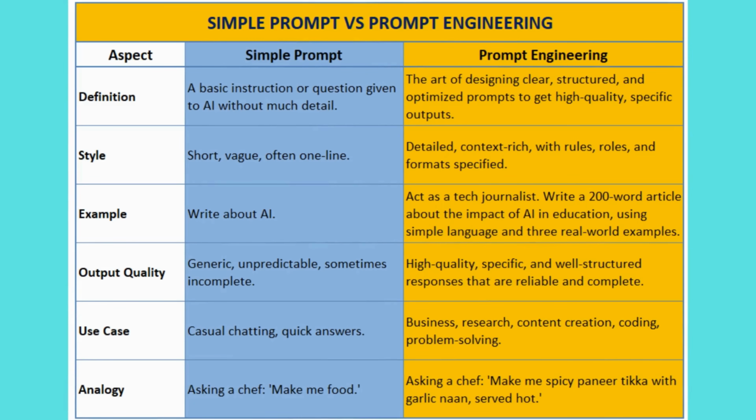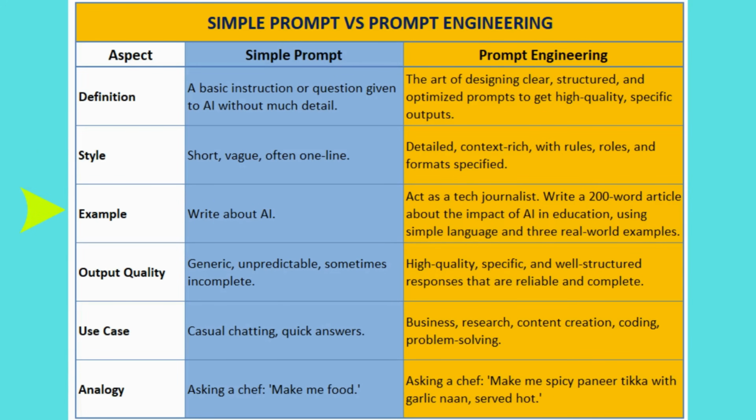Now we will see how prompt engineering is different from simple prompt. By definition, simple prompt is a basic instruction or a question given to AI without much detail. Whereas in prompt engineering, it's the art of designing clear, structured, and optimized prompts to get high quality, specific outputs. The style of simple prompt is short, vague, and often one liner, whereas in prompt engineering, the prompt is detailed, context rich, with rules, roles, and format specified.